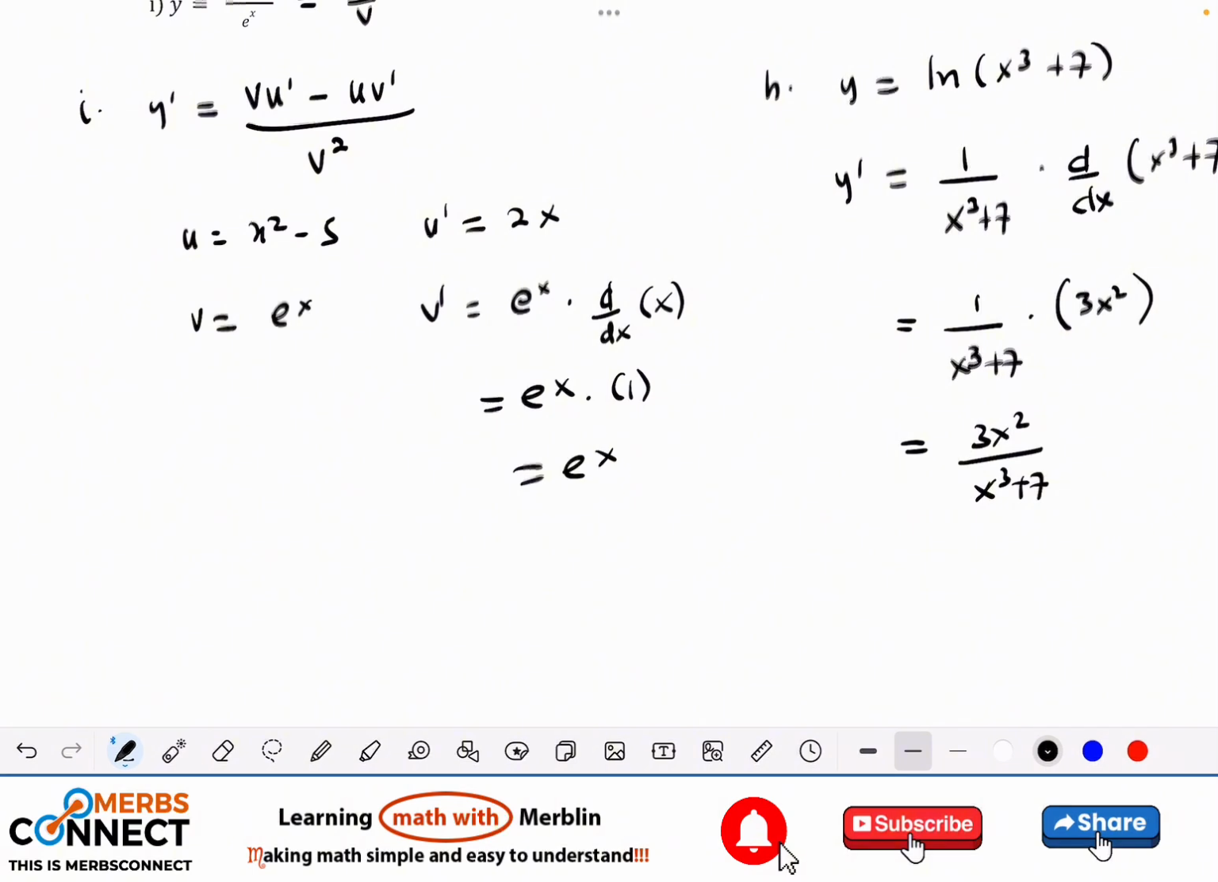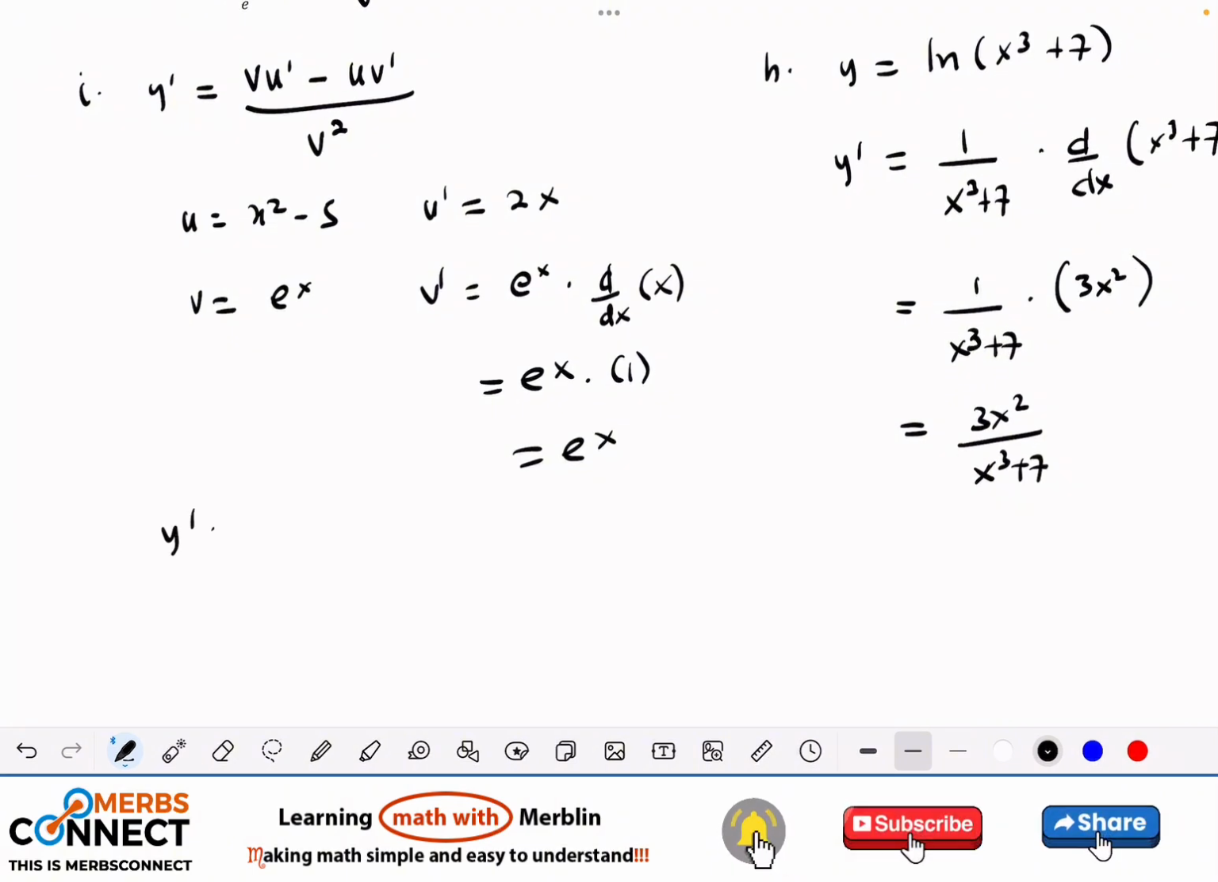But don't forget, learn the process. That's why I showed you the process in the video, so that if it is not e to the power x, which you know is going to give you e to the x, and it's a different function aside from e to the x, you'll be able to differentiate it as well.